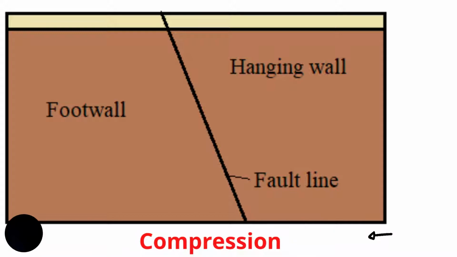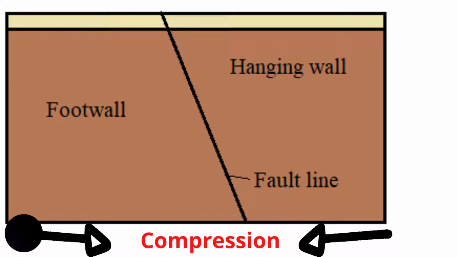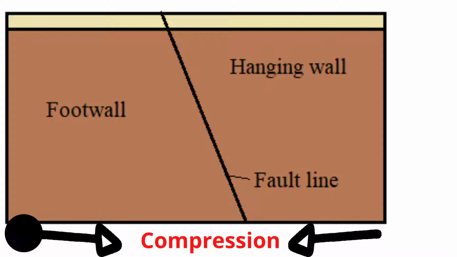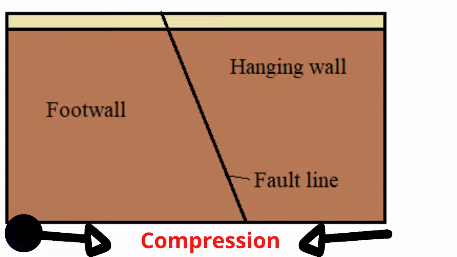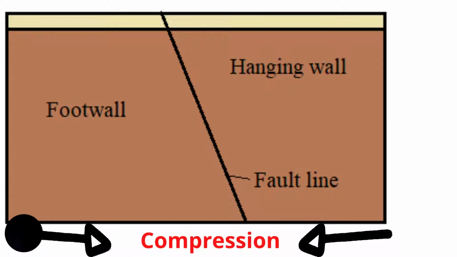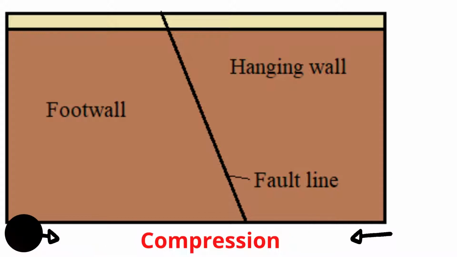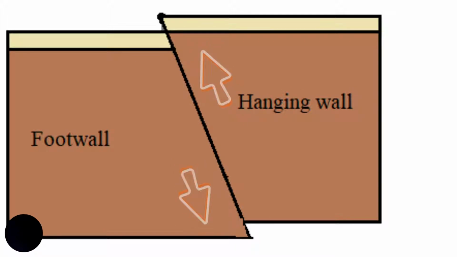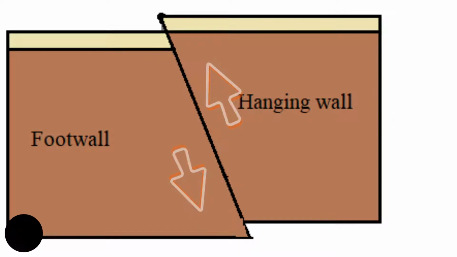Now, if we have a situation where the same type of fault exists, that is, a slanted fault, but this time the force that is affecting the rocks is the force of compression. So it might be at a convergent plate margin. The opposite is going to take place because compression is squeezing the rocks together. What will therefore happen is that the hanging wall will move up relative to the footwall, or we could say that the footwall moves down relative to the hanging wall.